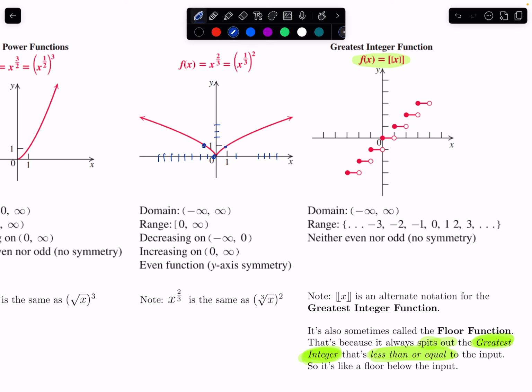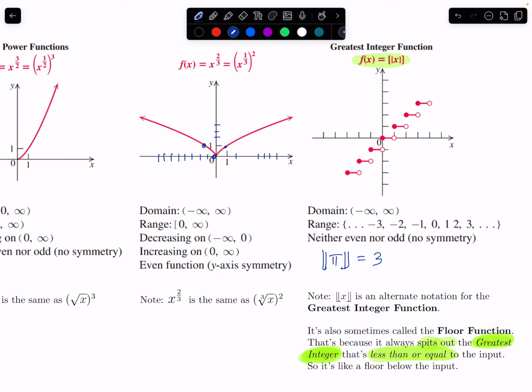Okay, here are a couple more examples. What if I plug in pi into this greatest integer function? Well, pi is 3.1415 and so on. But it's 3 point something. So the biggest integer that's less is going to be 3.